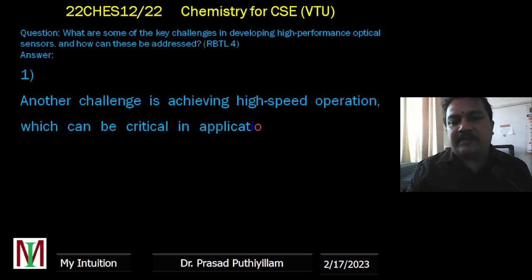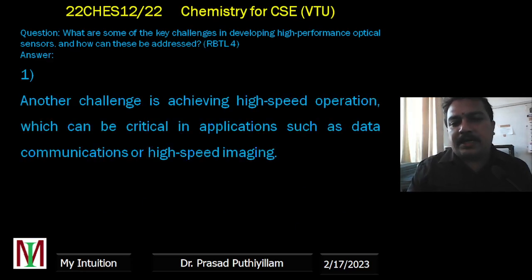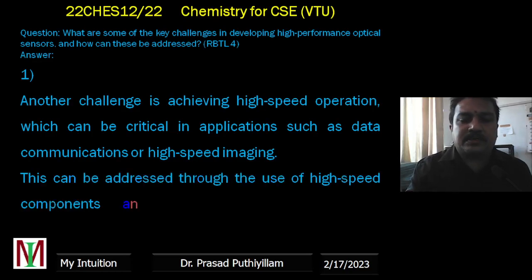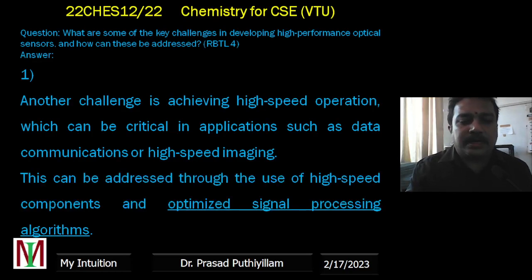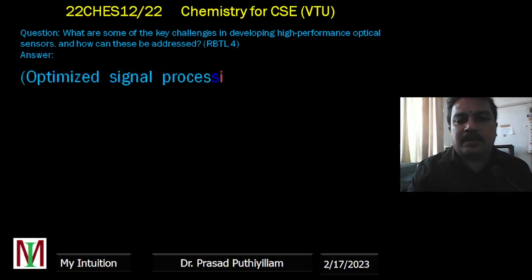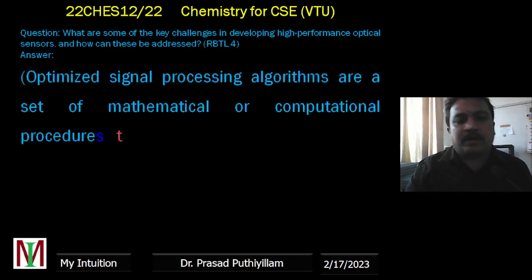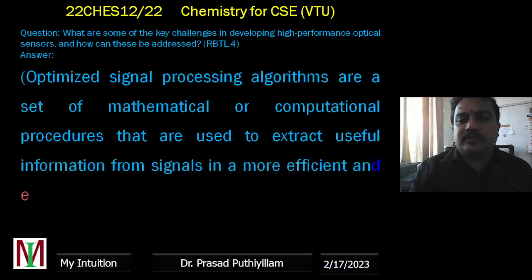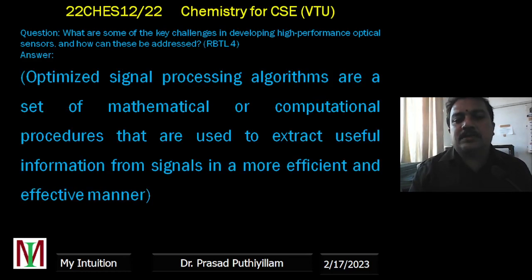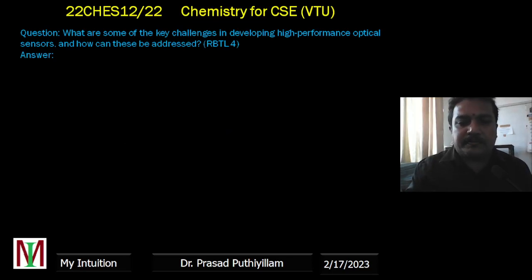Another challenge is achieving high speed operation, which can be critical in applications such as data communications or high speed imaging. It means it should work fast; whenever light arrives, it should give the reading. This can be addressed through the use of high speed components and optimized signal processing algorithms. Optimized signal processing algorithms are mathematical or computational procedures which are used to extract useful information from signals in a more efficient and effective manner.